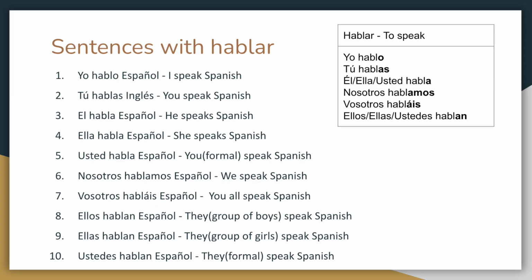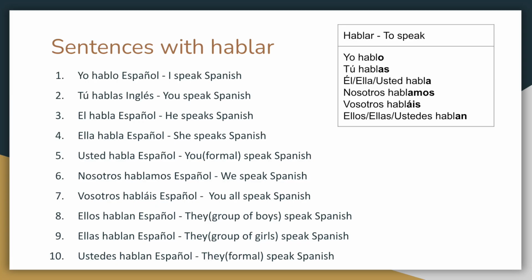Now let's look at some sentences with the conjugated verbs. The first one is yo hablo español. So since we remember, yo is a pronoun which means I. And since we're using a pronoun, we have to conjugate the verb accordingly. So the conjugation for yo is o. So you replace the AR for hablar with o. So it becomes yo hablo español, which means I speak Spanish.